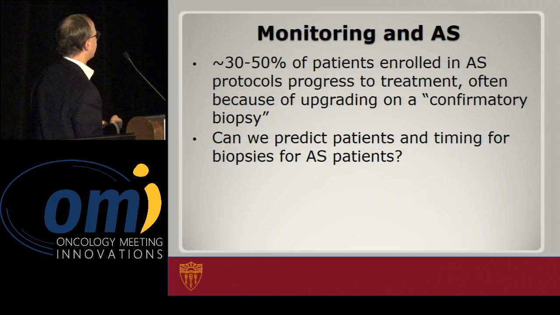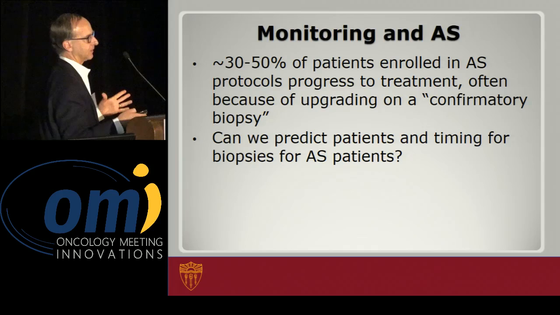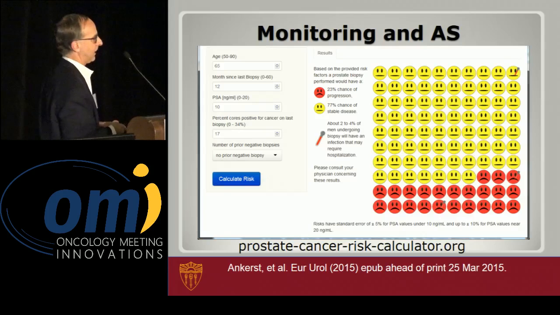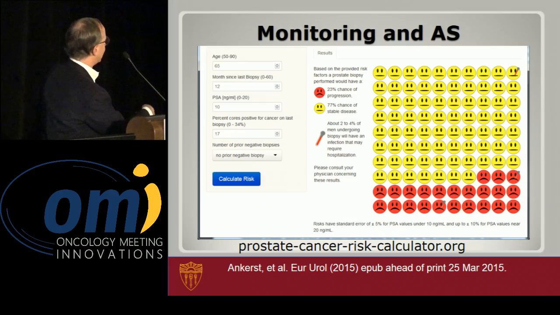Okay, is there an optimal monitoring protocol? So again, about anywhere from a third to a half of patients progress during some period of active surveillance. Can we predict who that is? I thought this is a really interesting paper that's in press in European Urology still, and I thought it was really fun. You can put into this nomogram, which is available, the age, how much time since the last biopsy, the PSA, the percent core involvement, and then it prints out for you, presumably that you would share with your patient, 100 little happy faces.